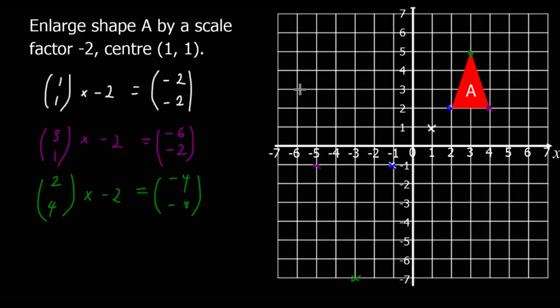For my new shape, I'm just going to connect the corners up and I've made my new shape. So I've enlarged shape A by a scale factor -2, center 1, 1. So my new shape is here.